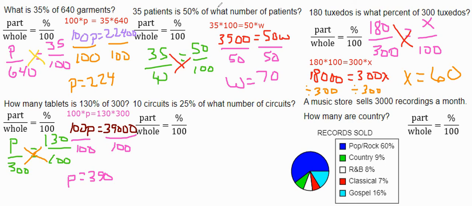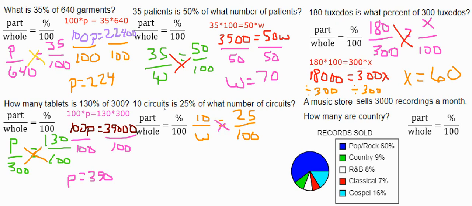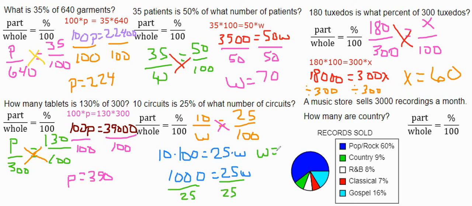The next one is 10 circuits is 25% of what number of circuits? This is the same type of setup as the one above it. So we're looking for the whole. So we're going to have 10 over W equals 25 over 100. And then, no surprise, we cross multiply and divide. So 10 times 100 equals 25 times W. So we have 1,000 equals 25W. Divide both sides by 25, and we end up with W, the whole, being 40, which makes sense.